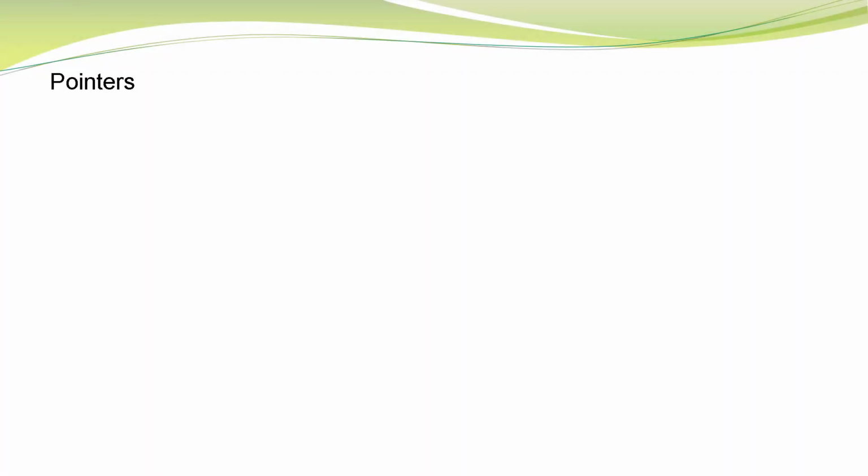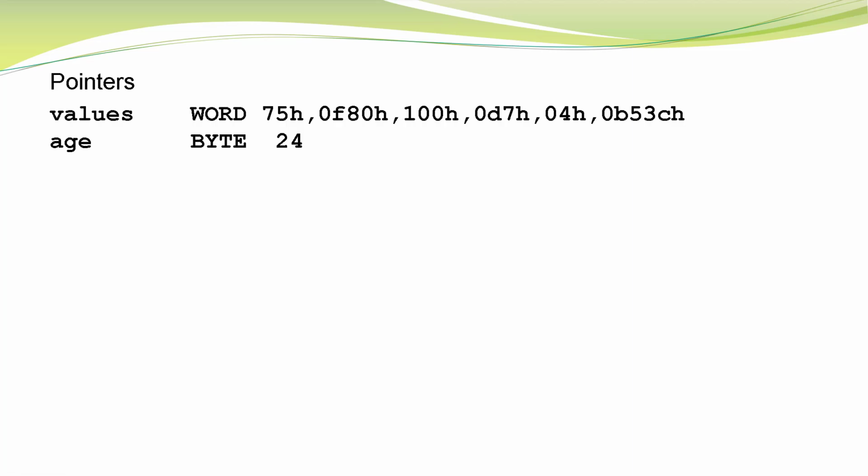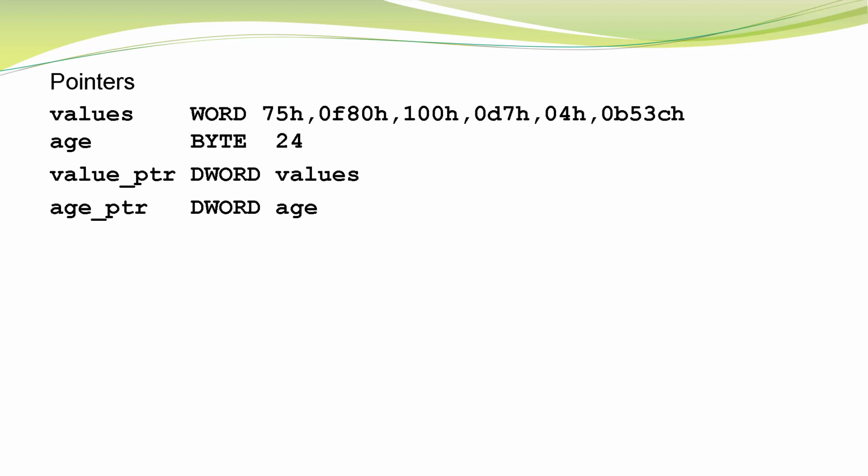You've actually been using pointers without realizing it, but let's look at it in a little more detail. Suppose I have an array of words and then just a byte declared in our data section. I can do this and say value PTR, and there's nothing special about that name. When I put the D word and then values, that says store the address of values into value pointer. I can do the same thing with age, and it'll store the address of that 24, in other words.